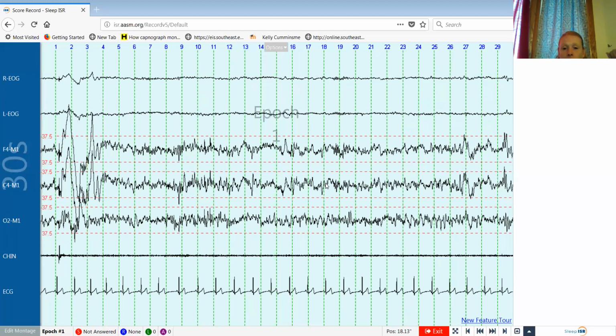If it's stage N3, you need 20%, or 6 seconds, of that epoch made up of delta waves, and that's big waves like this big guy over here. And then if we're looking for REM, we're looking at the eyes for rapid eye movements. We're looking at the chin for a quiet chin, and then the EEG should be low amplitude mixed frequencies without spindles and without K-complexes. Okay, that's a few quick tips on stage scoring and using this software.